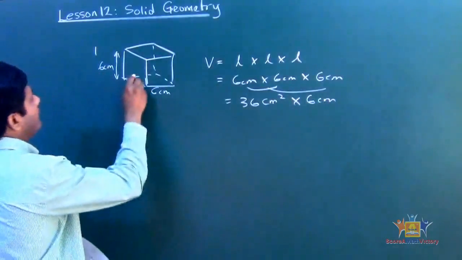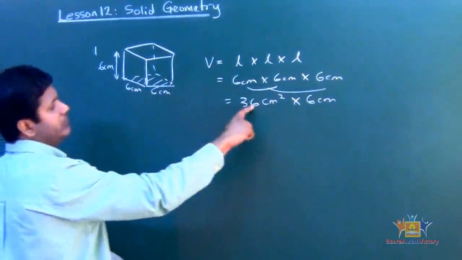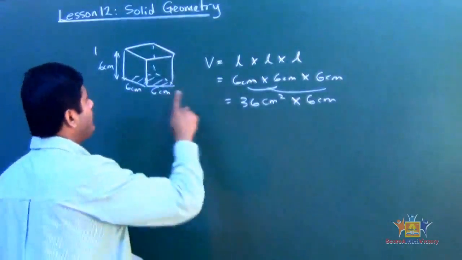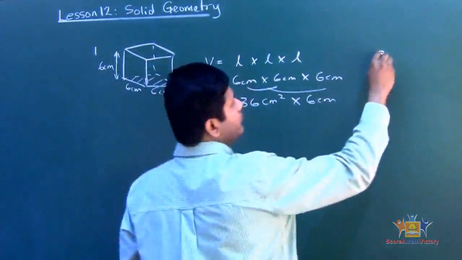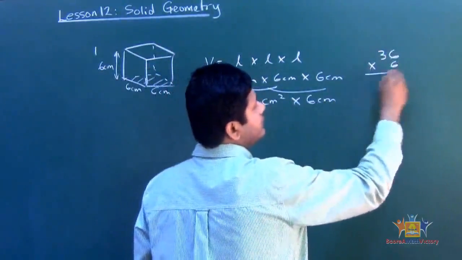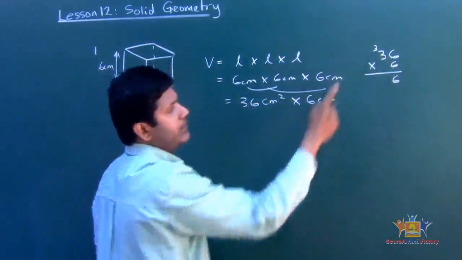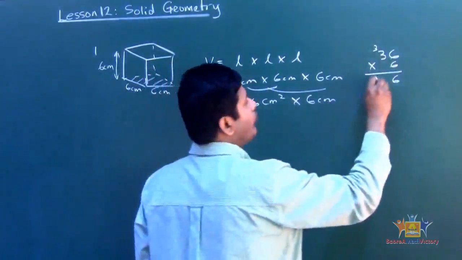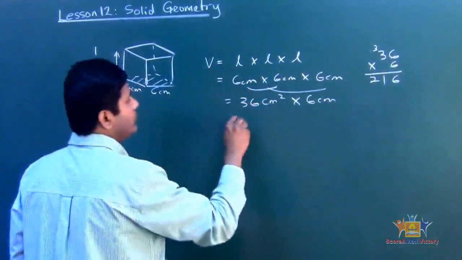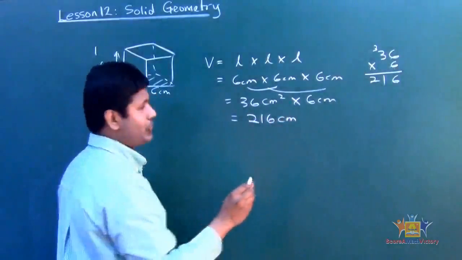Alright, so pretty much we found the bottom surface area first. 6 times 6, 36 centimeters squared. Now we're going to times it with the height, 6 centimeter. Alright, so we're going to line it up. 36 times 6, 6 times 6 is 36, put a 6, carry 3, 6 times 3 is 18, plus 3 is 21. So that gives you 216 centimeter cube.